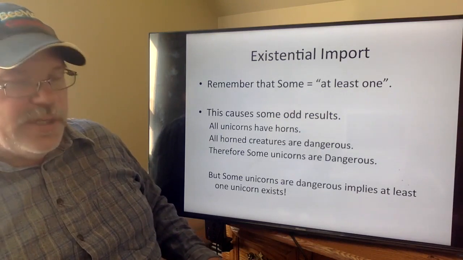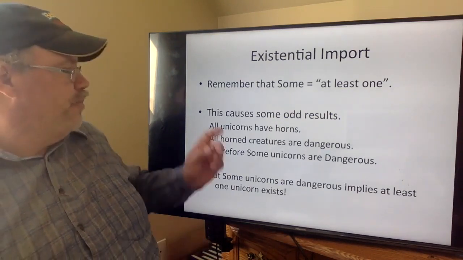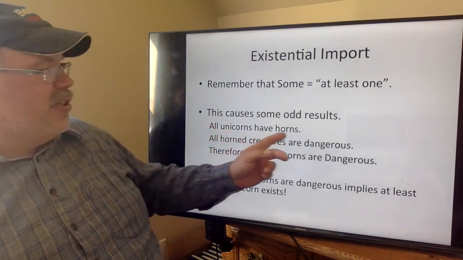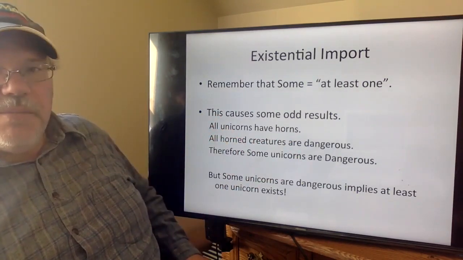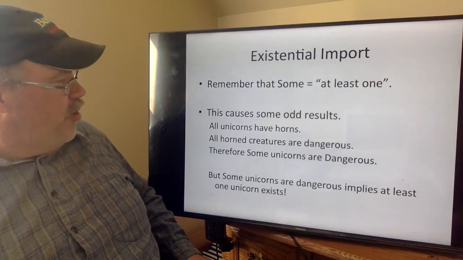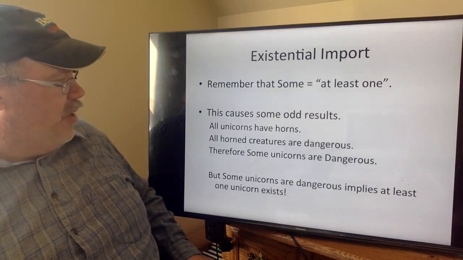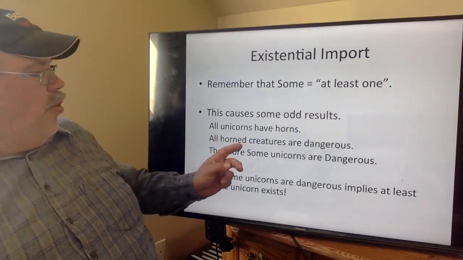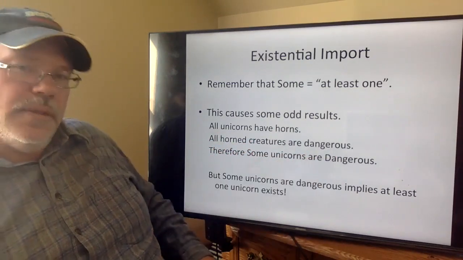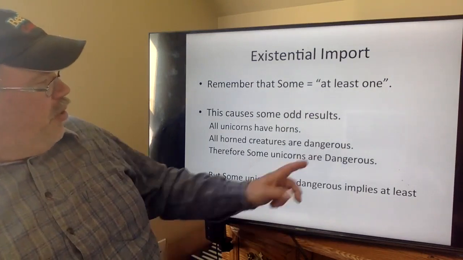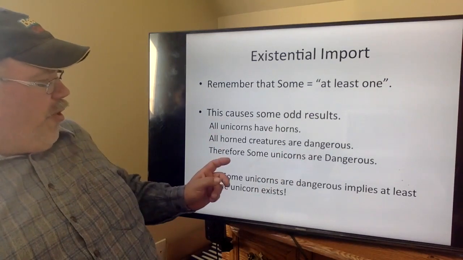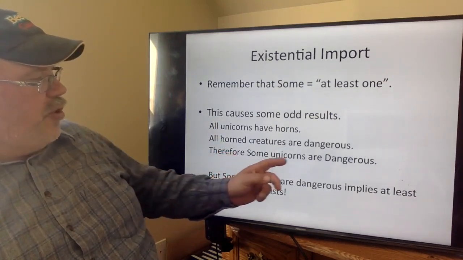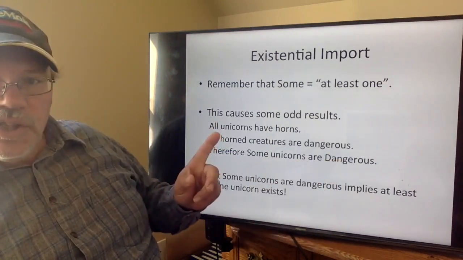I'm pretty doubtful that unicorns exist. At the same time, I agree, unicorns have horns. It's quite frankly right in their name, right? What is a unicorn? It's a horse with a horn on its head. So I think that's true. All horned creatures are dangerous. Well, they'll poke you. So I think that's true. Therefore, and this argument does not break any of the rules, some unicorns are dangerous.